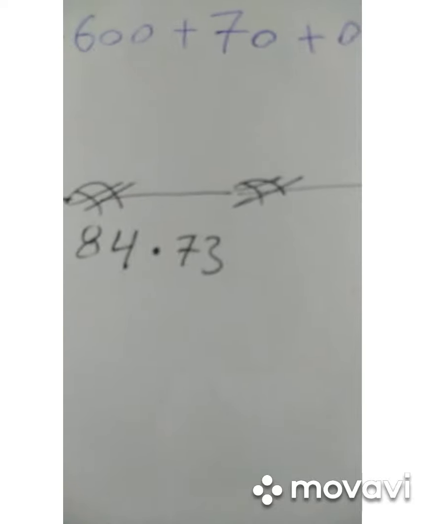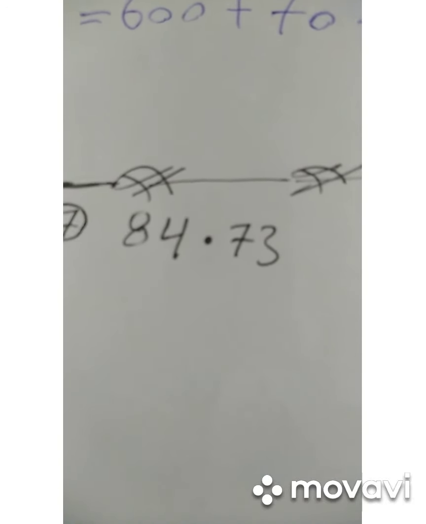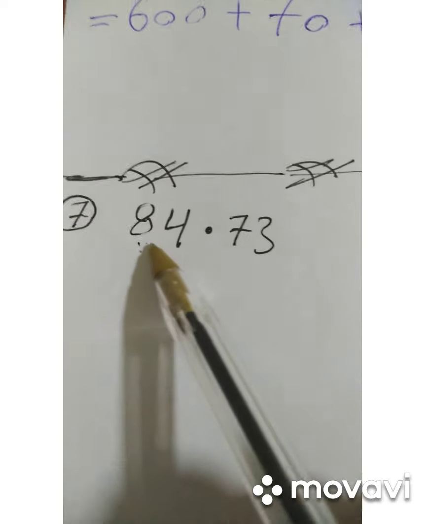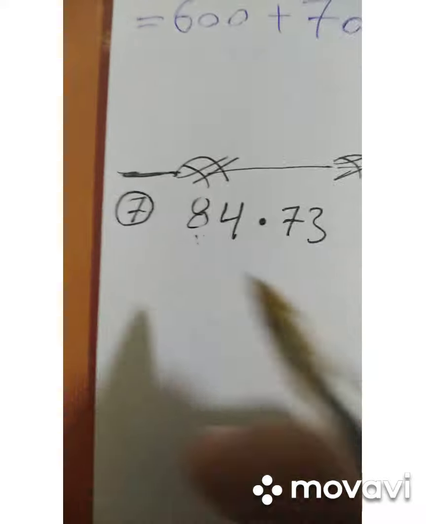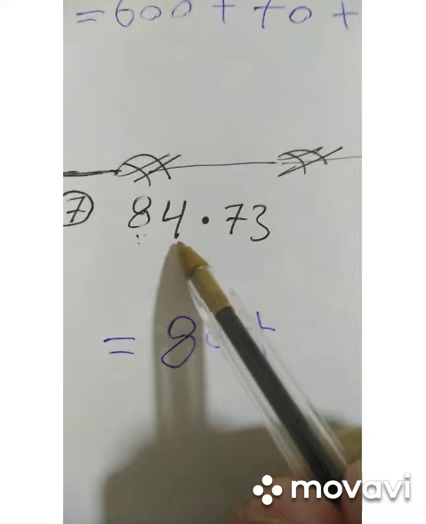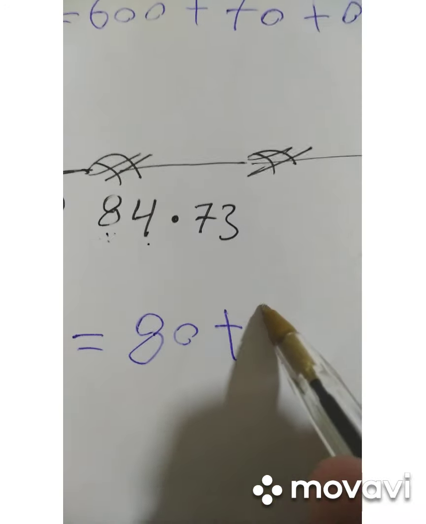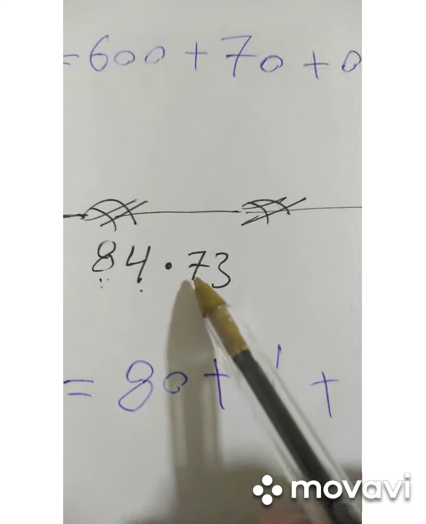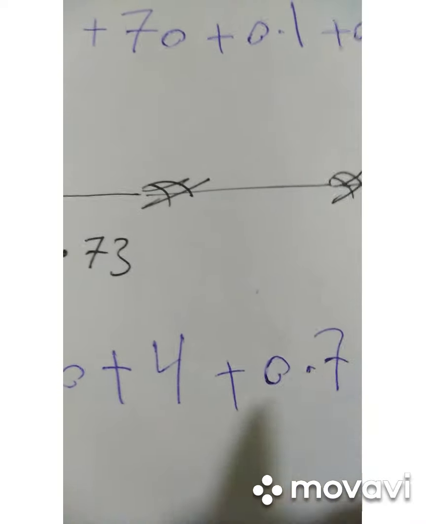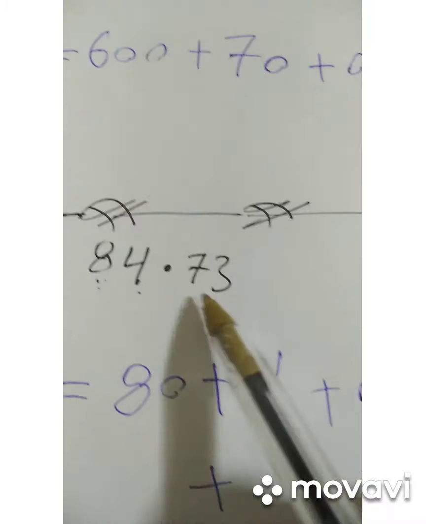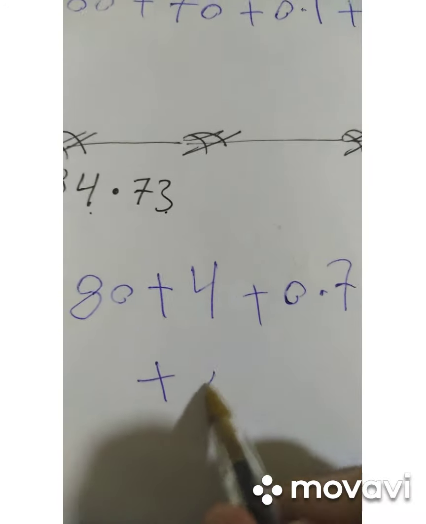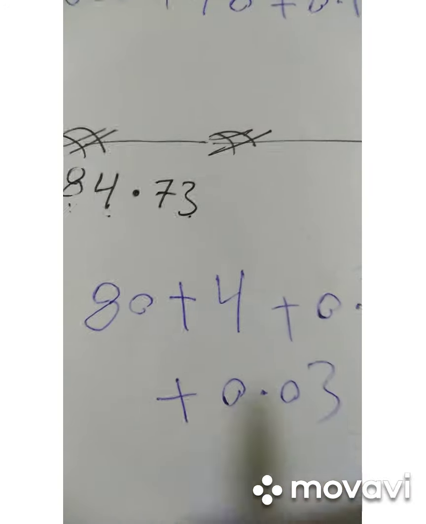Number 7. 84 and 73 hundredths. The largest digit now is 8. Its place is tens. So 8 in tens equals 80. Plus 4 in ones equals the same, 4. 7 in tenths equals 7 tenths, 0.7. And 3 in hundredths equals 3 hundredths, 0.03.